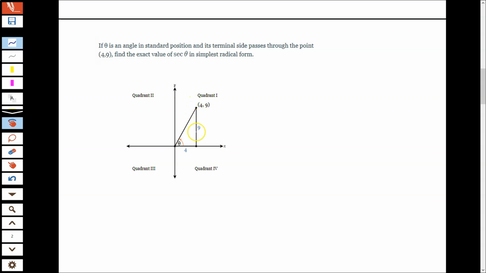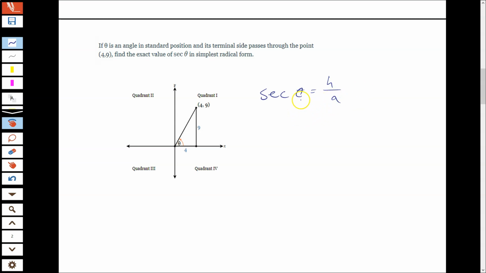So the tall side is my y-coordinate, because 9 is the distance along the y-axis the point goes from the origin, and 4, the bottom side, is my x-coordinate of the point that they gave me. Okay, so we want secant theta. Secant theta is the opposite of cosine, so 1 over cosine, which would be hypotenuse over adjacent.